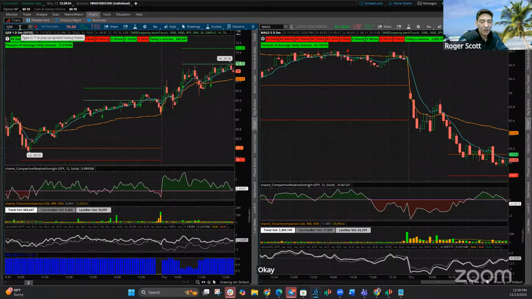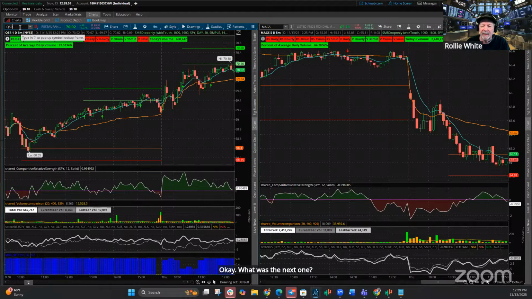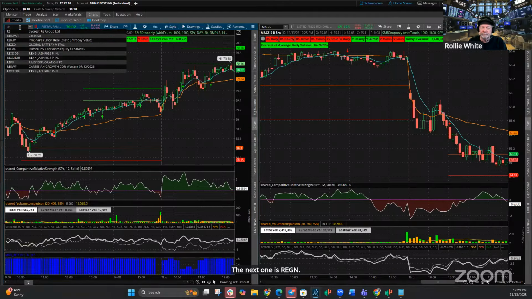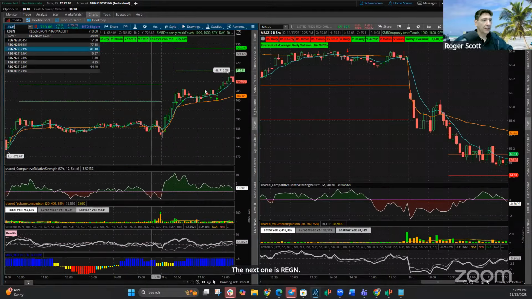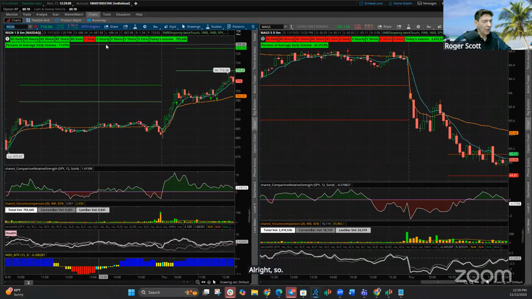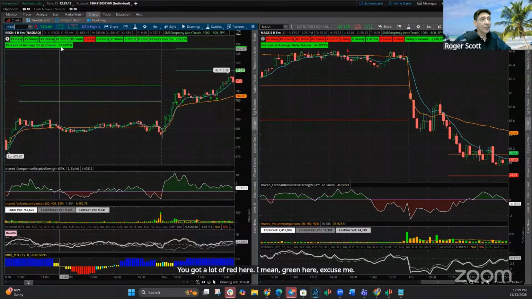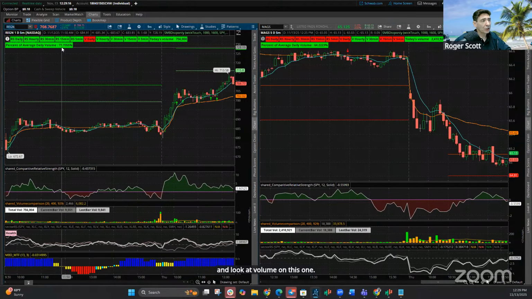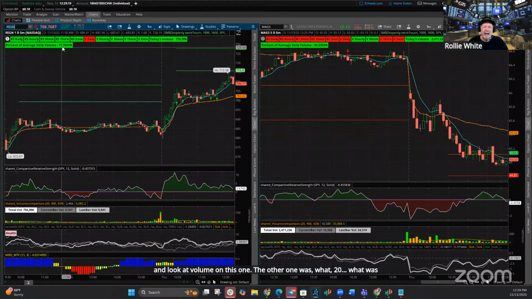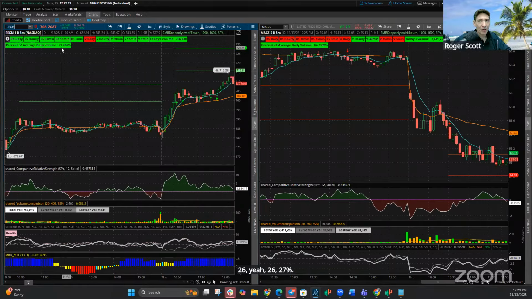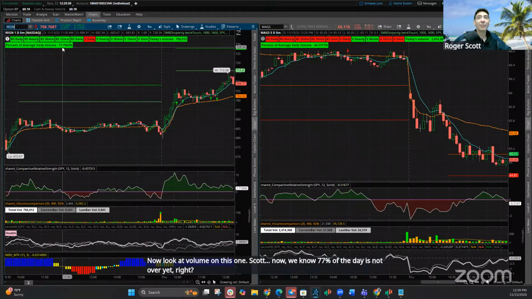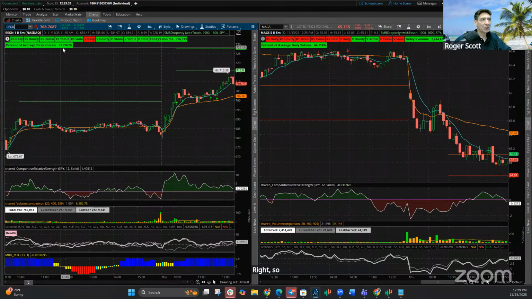Okay. What was the next one? The next one is REGN. All right. So in this case, you got a lot of green here. And look at volume on this one. The other one was what? 26, 27%. Now look at volume on this one. Now we know 77% of the day is not over yet, right? So this has a much better volume than the other one.